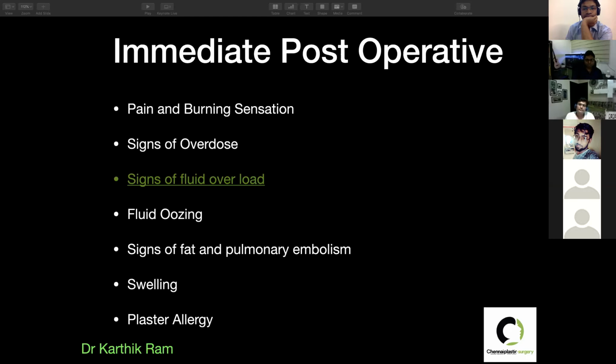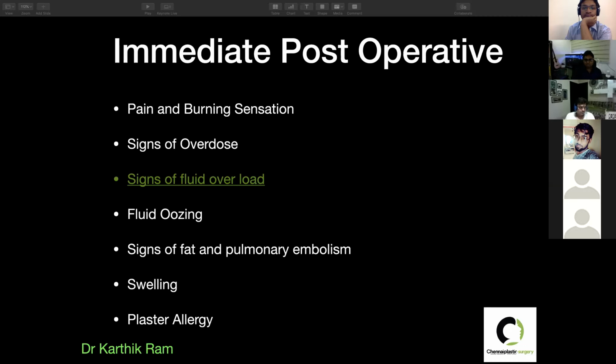So fluid oozing will be there for some time, 1 or 2 days. Even sometimes after 7 days, it opens up like a tap and a lot of blood-stained fluid will come. So advise the patient when they're going back home: there might be some oozing. It is very normal. It's like when you open a tap, how the water flows. Same way, sometimes it comes through the opening. It's very normal, don't worry. Make that area dry and keep it dry. That's the only thing we advise. Sometimes you ask them to use a hair dryer to dry that area and keep it dry.